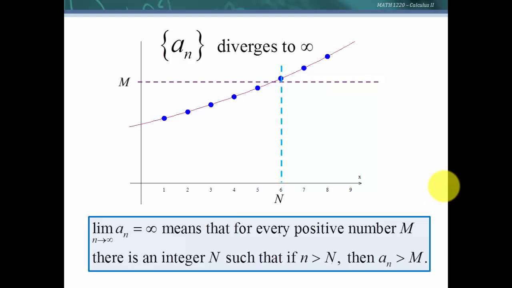We try and set a limit. We can always find an n such that the terms in the sequence after that go above that supposed limit. So it does not have a limit. We say the limit's infinity, and we say that the sequence diverges.